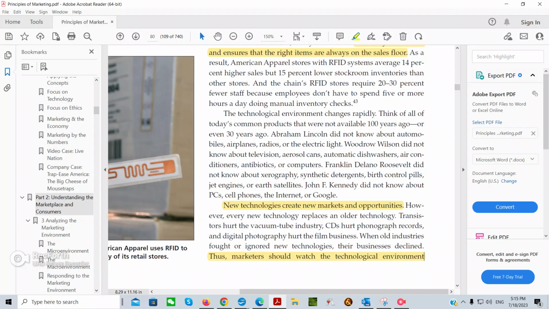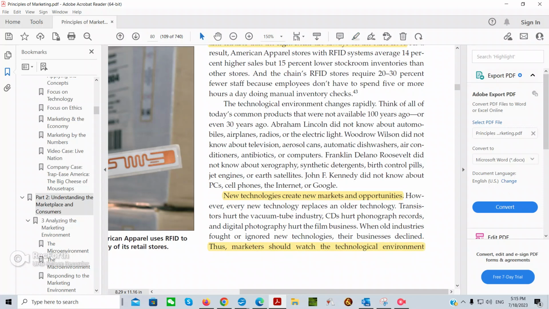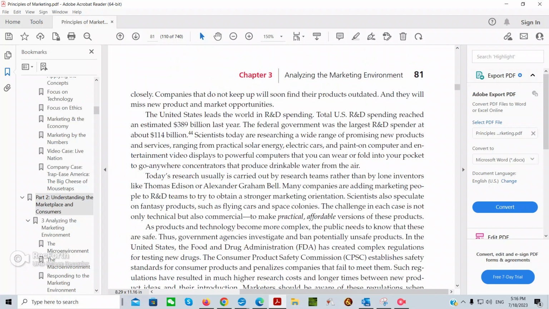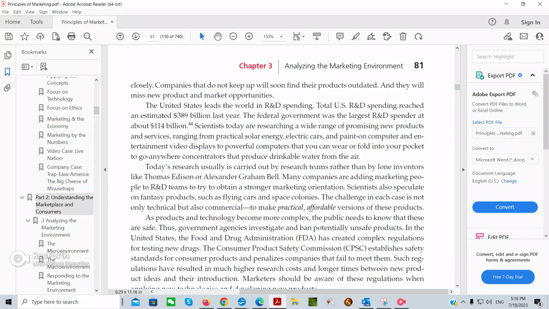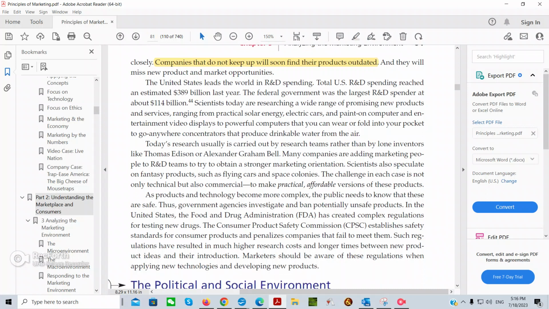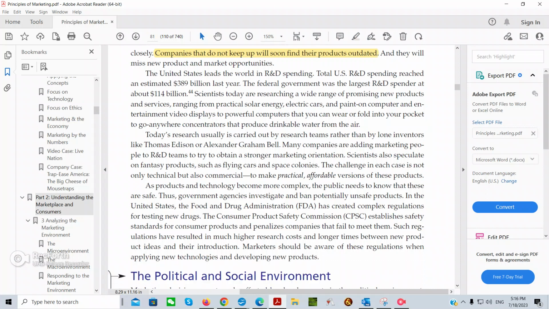Thus, marketers need to watch the technological market. So you can't fight the trend. When technology improves, you have to go with the trend and adapt yourself. Companies that do not keep up will soon find their products outdated. You see that? Right there, outdated. And they will miss new product and market opportunities.